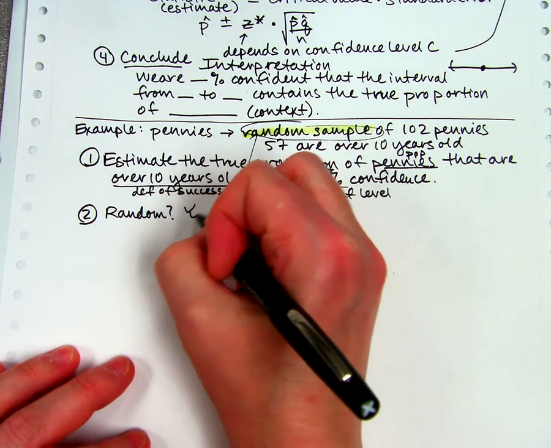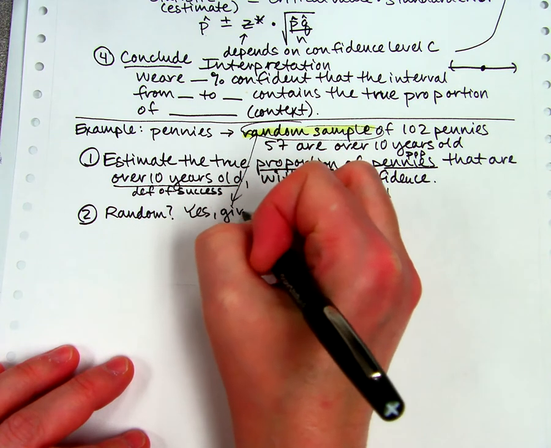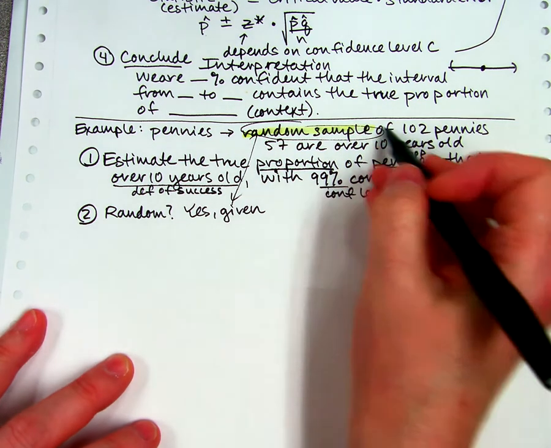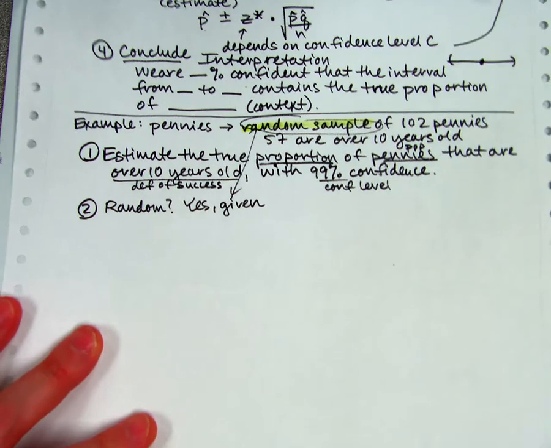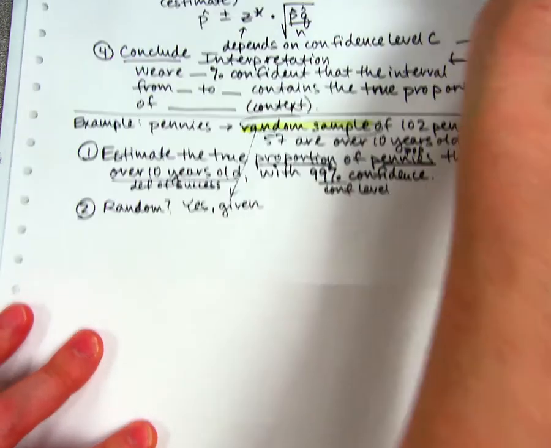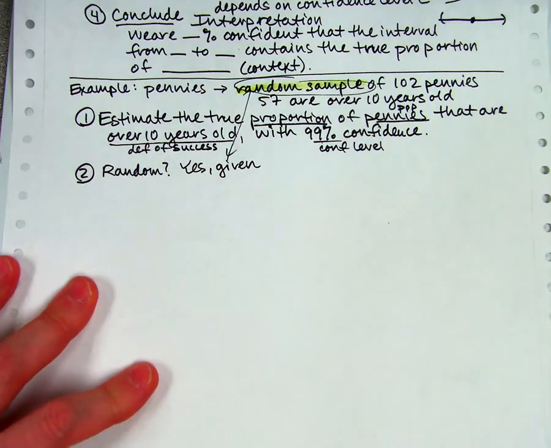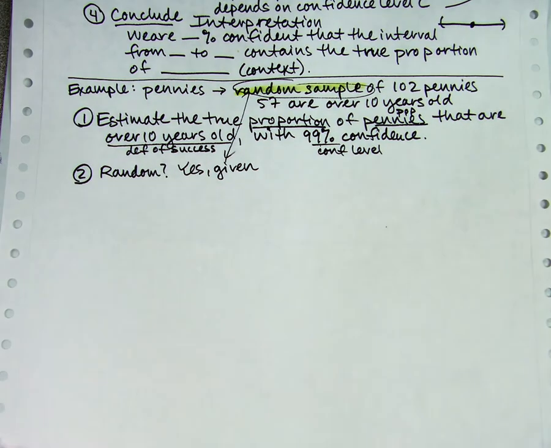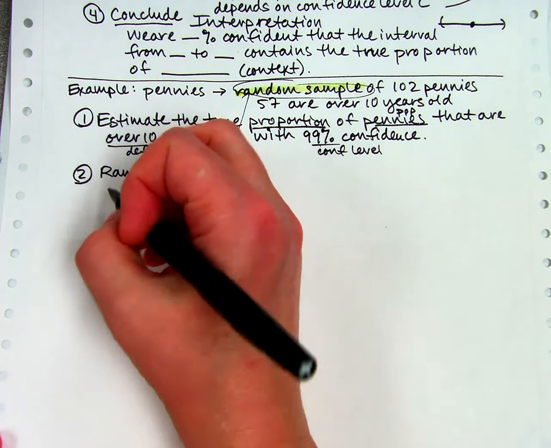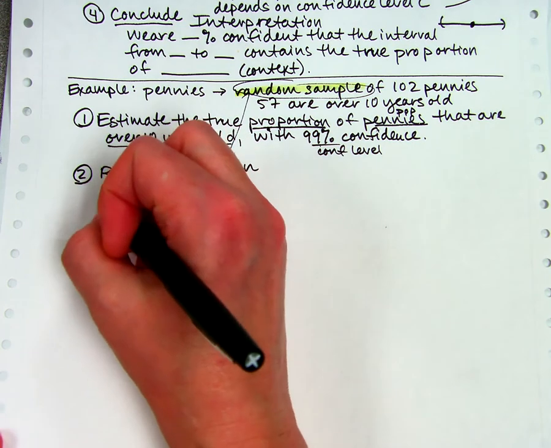You can write yes, given, and that's fine, but make sure that you actually check to see if it's given, because sometimes they'll try to fool you, possibly even in this homework that you're doing tonight. They might fool you by not telling you it's a random sample, and then you'd say, oh, it's not a random sample. Don't quit. You just have to say, sorry, it's not random, so I'm not sure that this is going to be right.